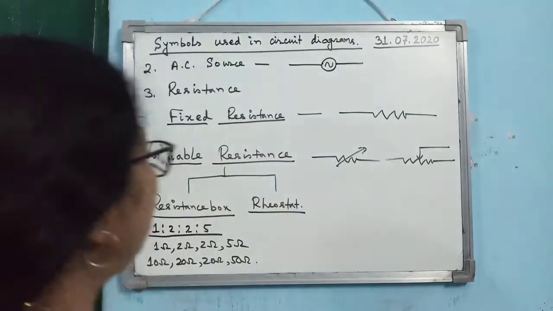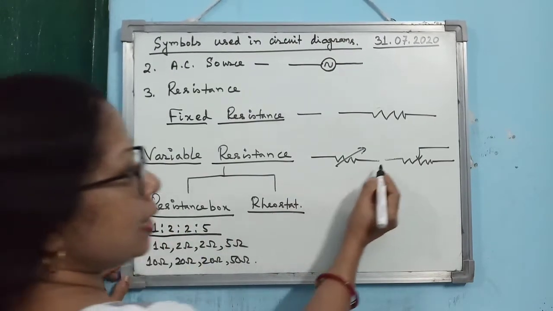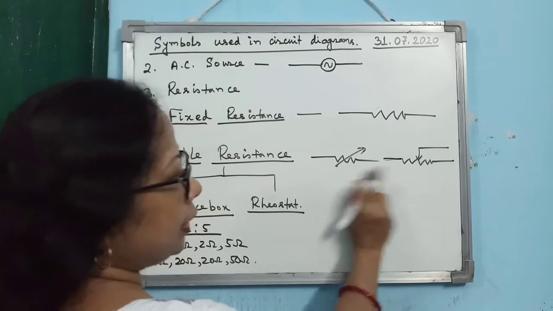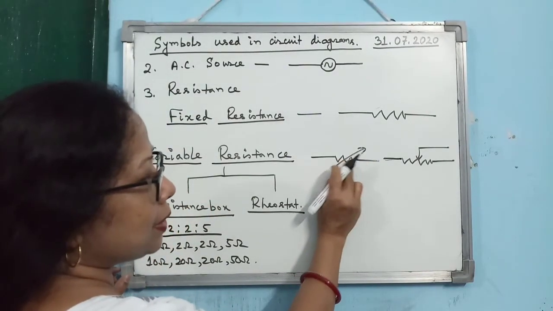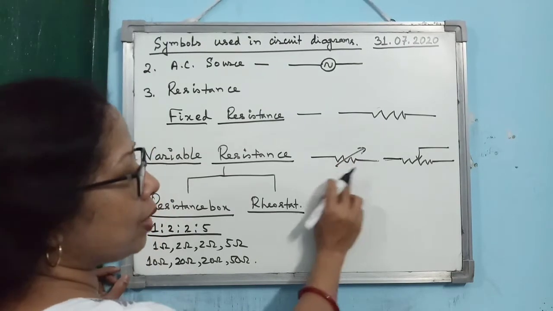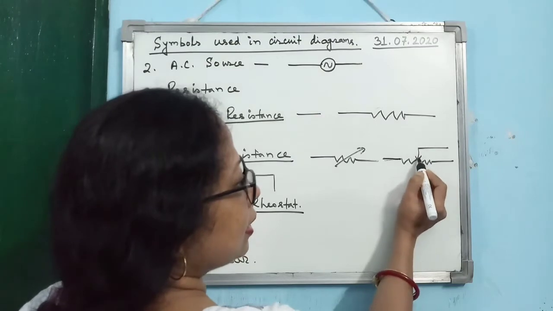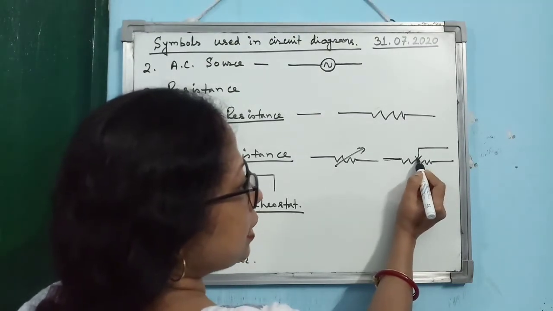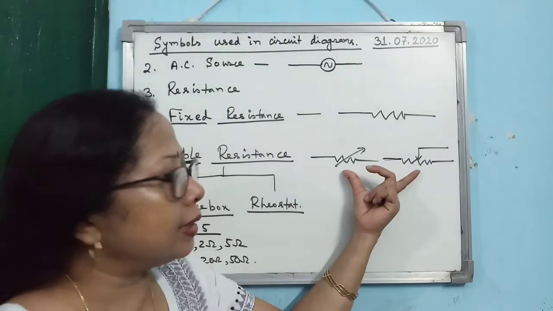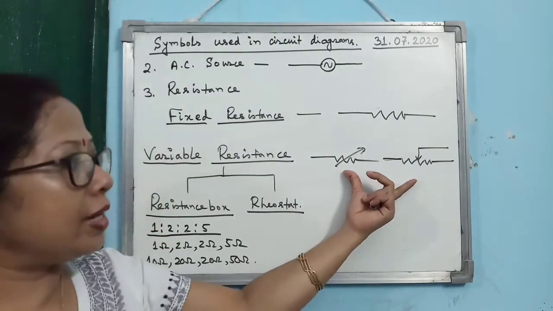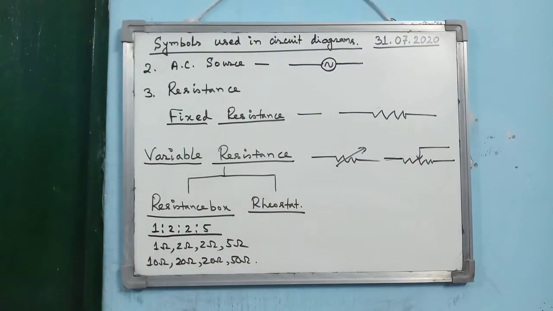Okay. Now, for a variable resistance box as well as a rheostat, you may use one of these two symbols. When you are using the arrow, it means you can change the position of the connection, and that's why you can change the resistance within it. Now here also, this is another symbol. If you change the position of the arrow, then what will happen? Resistance will vary. So these are the two symbols for variable resistance, and this is the symbol for fixed resistance.